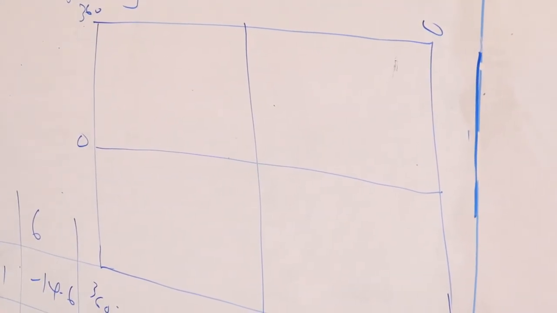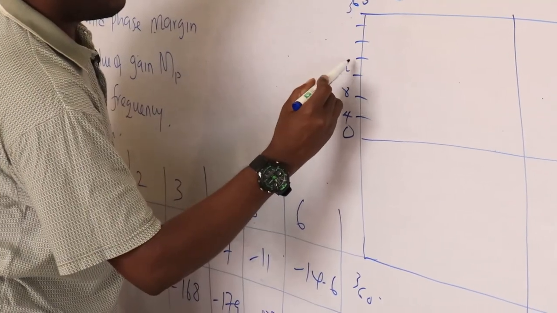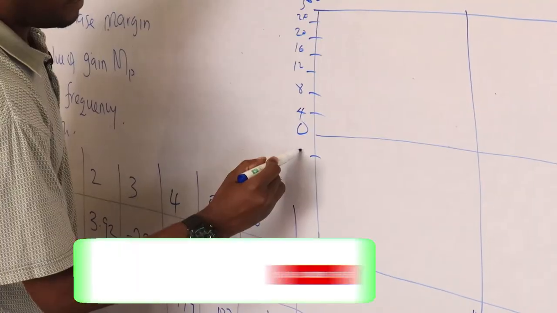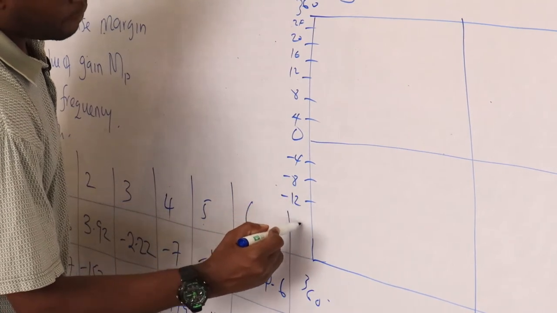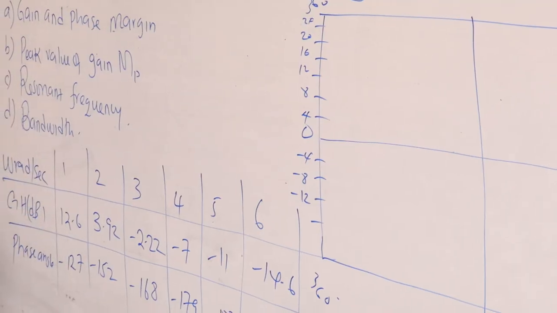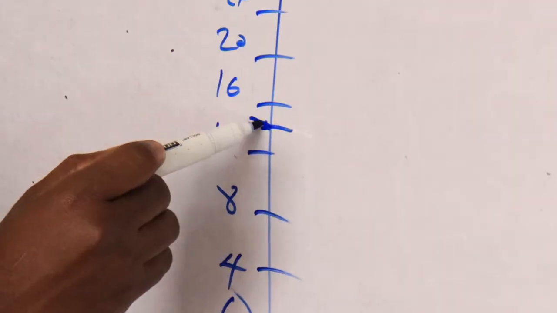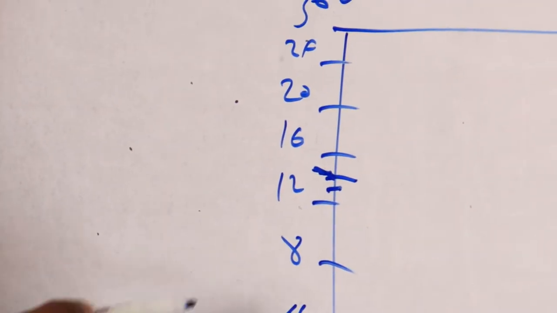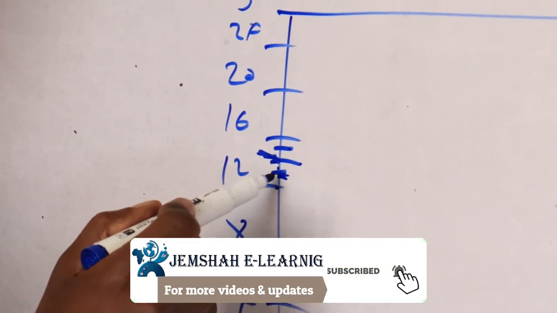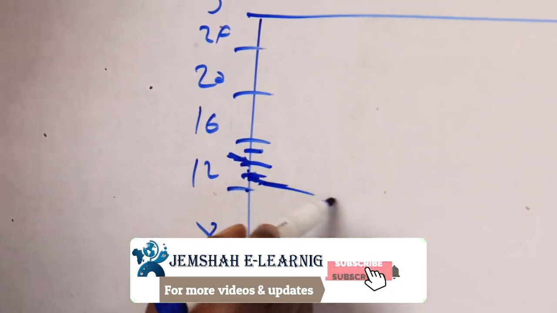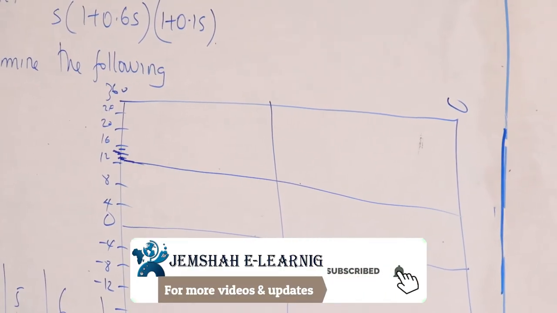So you look at where you have 12.6, of course it will be an approximation. Here we have 4, 8, 12, 16, 20, 24, minus 4, minus 8, minus 12, and so on. Between 12 and 14, the middle will be 13, so you can come to 12.6. Maybe you can draw a line with a faint pencil. So that is where your 12.6 is.